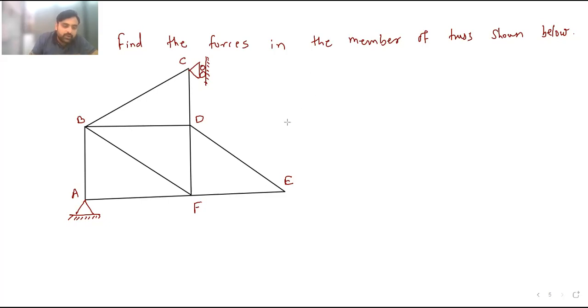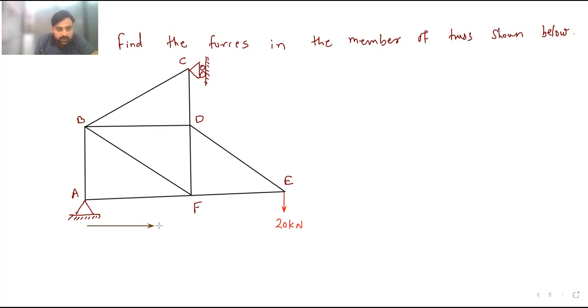Load is acted at joint E only here. Here the load is acting, and the value of the load is 20 kilonewton. Now the dimensions are also given.